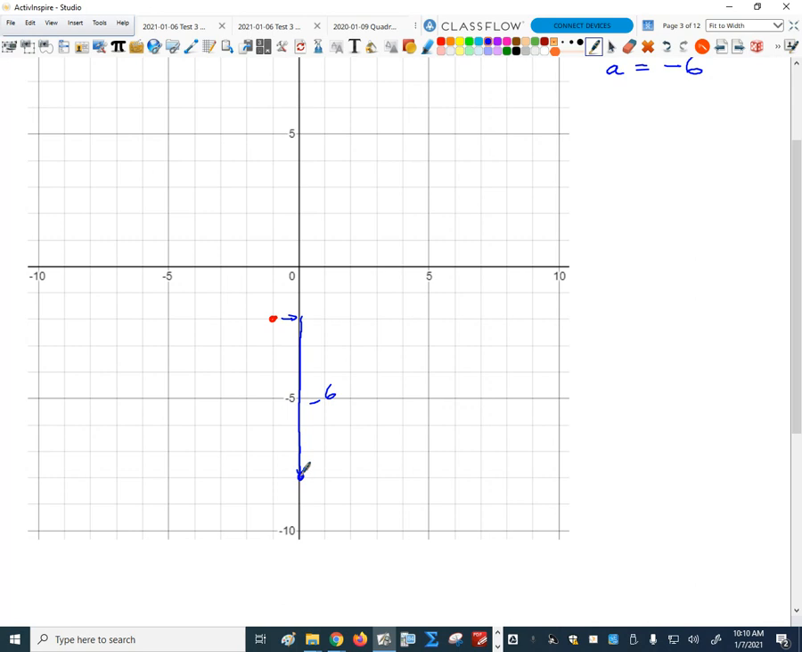puts us right there. We could reflect that over our axis of symmetry to get another point over there. And there's our shape. Now you can see why when we're doing absolute value functions, it makes it really easy because the -6 also just becomes the slope, right? The slope of the right side, okay?